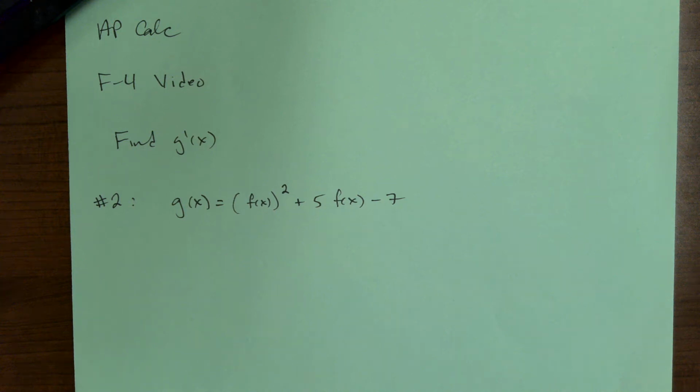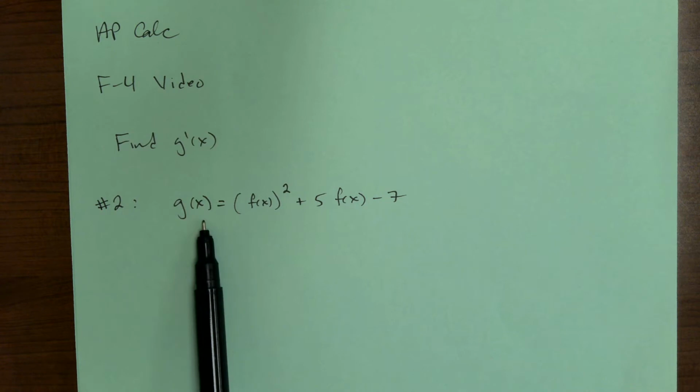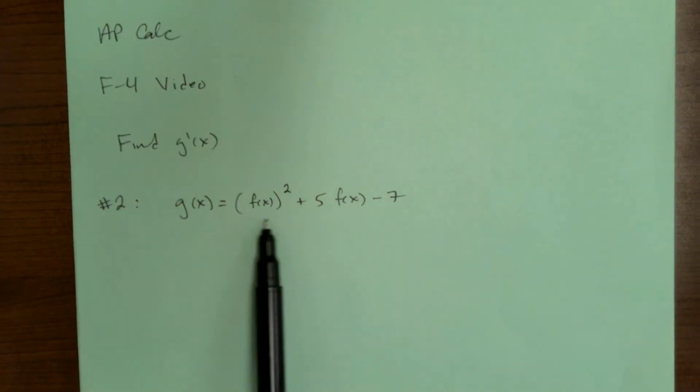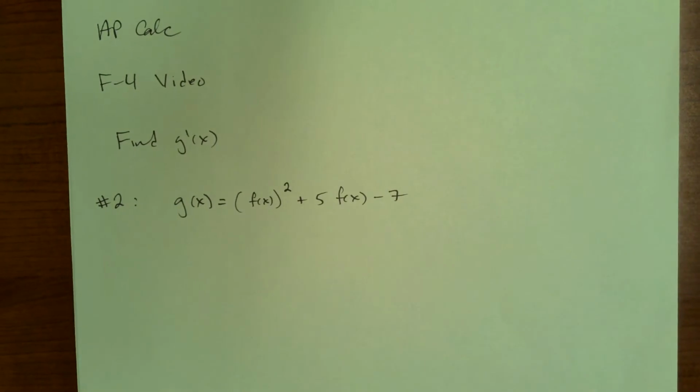Okay, so this is video F-4. We're going to find G prime of X. So I'm going to do four of the even problems from the practice for this, and then you'll do the odds. So this is number 2. G of X is equal to f of X squared plus 5f of X minus 7.